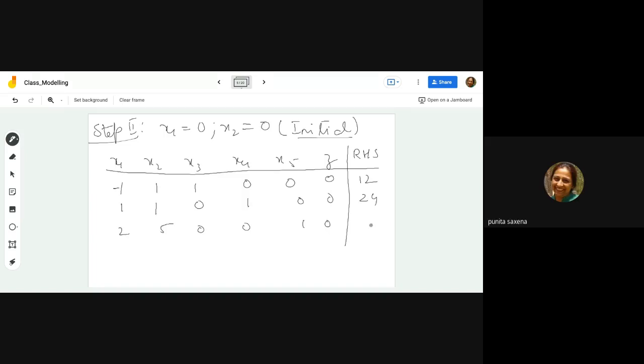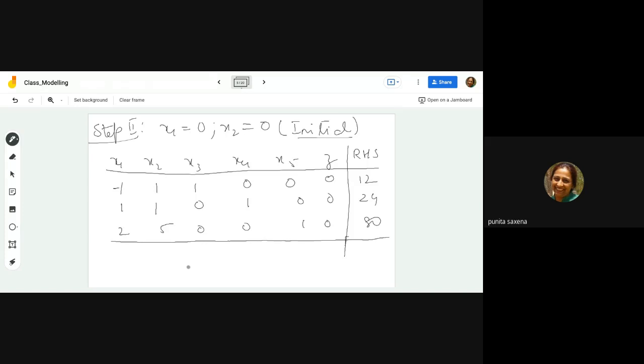0, and then 80. Right. Now, the last row, which corresponds to the constraint, is still left. So what we'll do is, we won't write it along with it, because that is actually not a constraint. So we'll draw a line here and then write the last row, which is actually the z row.